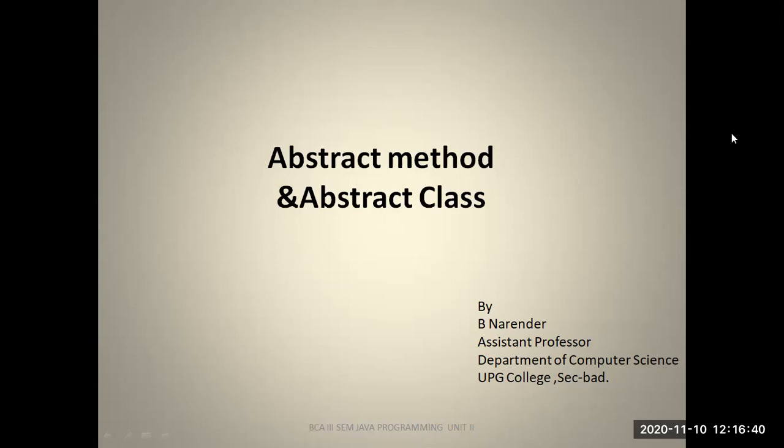Let's get into the topic called abstract method. What is an abstract method? An abstract method does not have any definition. It does not have a method body. It will have only the method's prototype. Prototype is nothing but the return type, the name of the method, and the parameter list, followed by a semicolon. That's it. An abstract method does not have a method body, and it should be preceded by the abstract keyword.